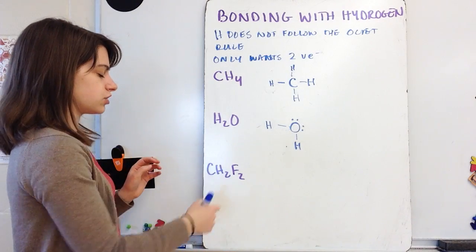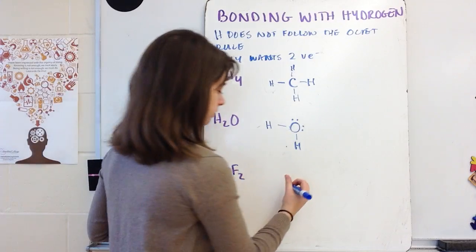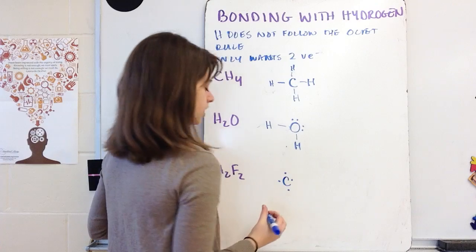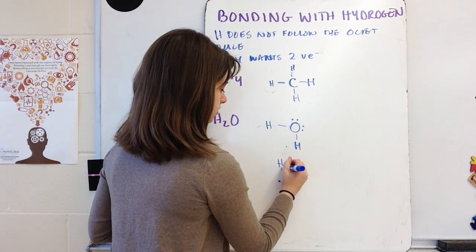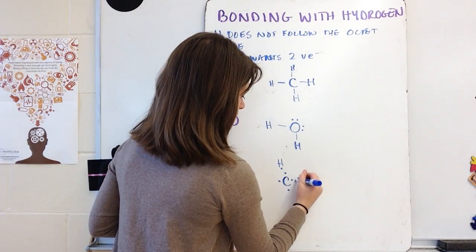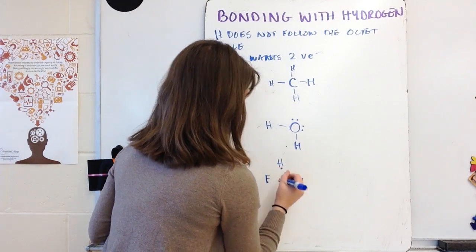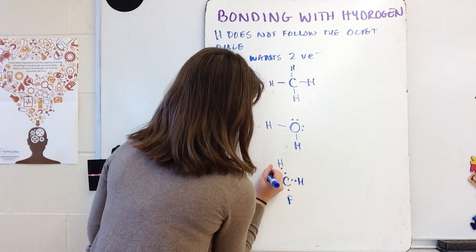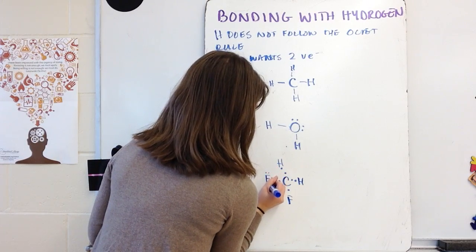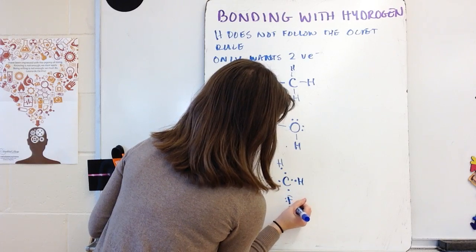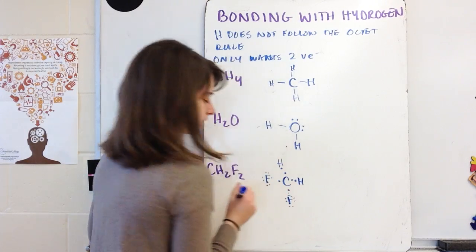So CH2F2. So carbon's going to go in the middle, and carbon has 4 valence electrons, and then it's going to have 2 hydrogens, each with 1 valence electron, and then 2 fluorines, and we know that fluorine has 7 valence electrons. So 1, 2, 3, 4, 5, 6, 7.